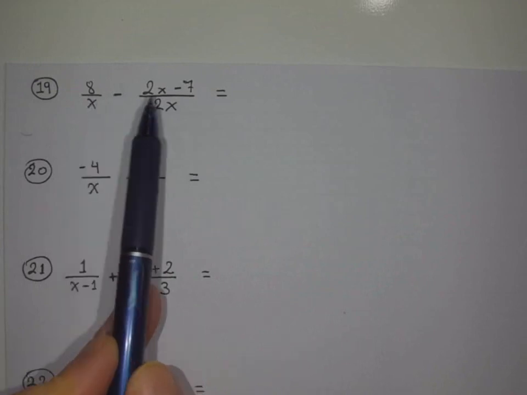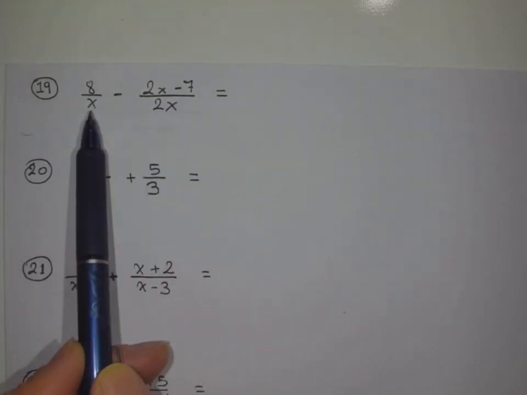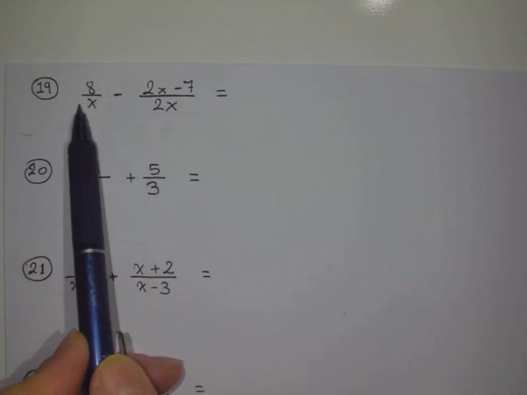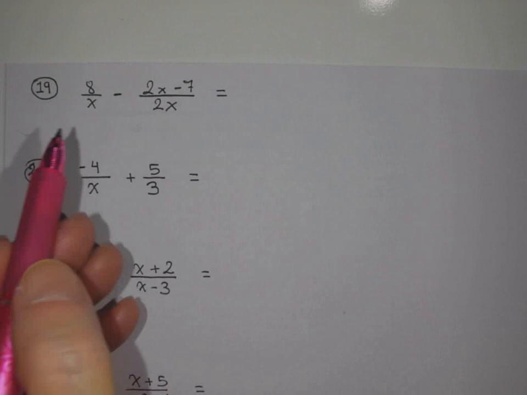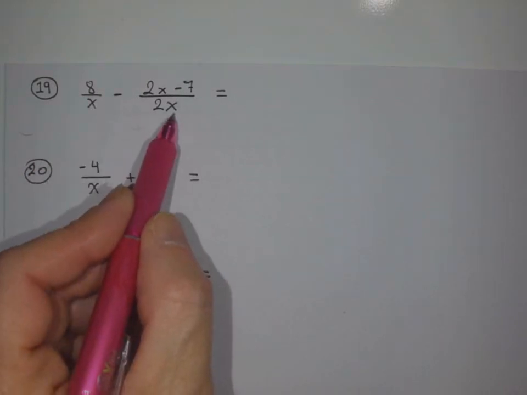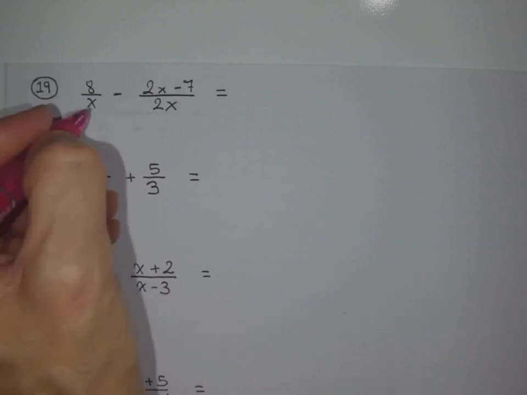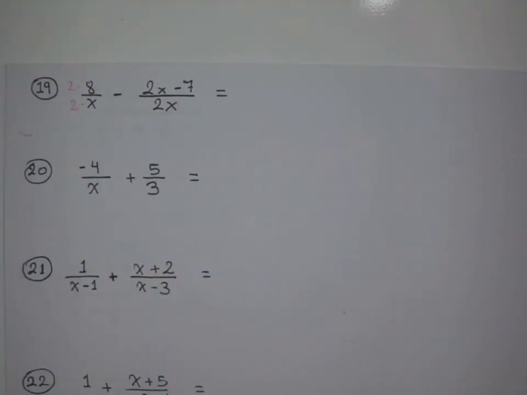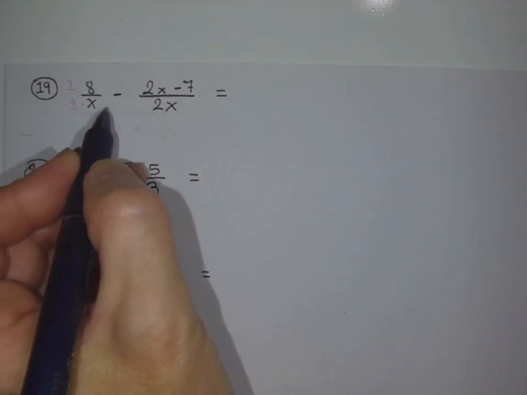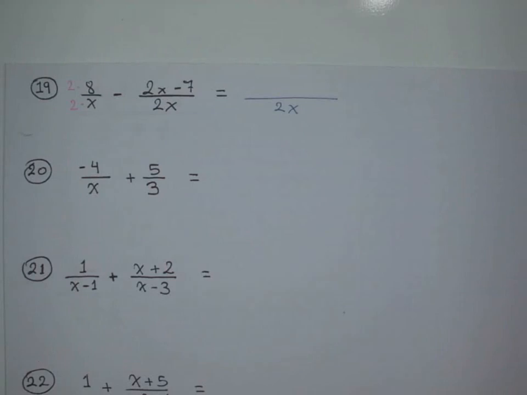Subtracting two fractions, same thing as we've done. We need a common denominator, so look at your two denominators and decide what is missing or what you could do to make them become common. Both of them already have an x, so that's already common to both of them. What's not common is the 2 here. So I need to multiply this one by 2. And by doing that, I'm going to have a common denominator of 2x. So I'm going to write that as my one common denominator.